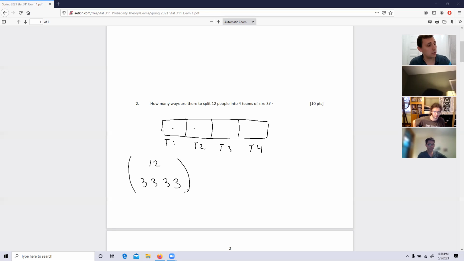And the only problem is that there is no difference if the same people in team 1 are moved to team 2, there is no difference. So I would have to erase those team labels, which means that I can rearrange in 4 factorial ways. So it's 1 over 4 factorial. So the answer is 12 factorial divided by 3 factorial to the power of 4 and 4 factorial.